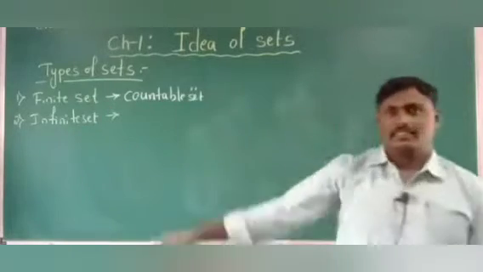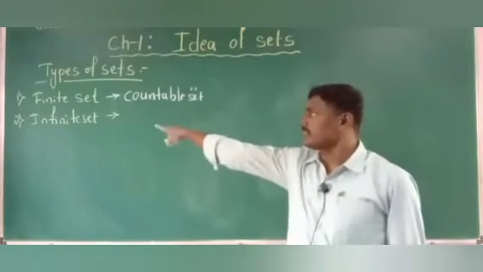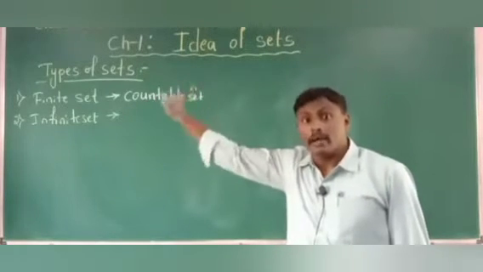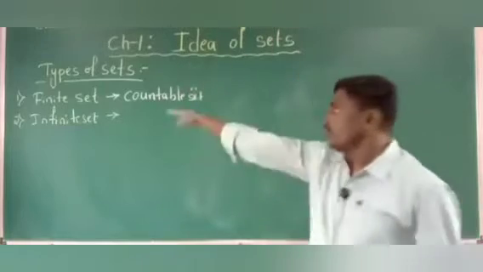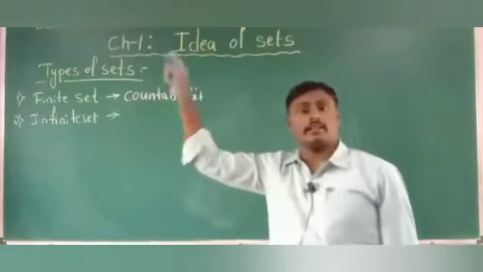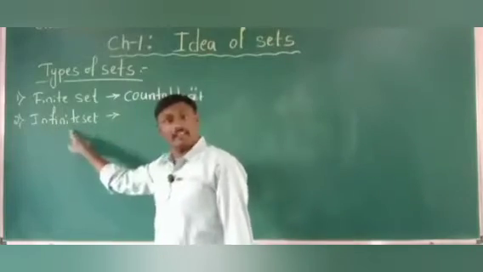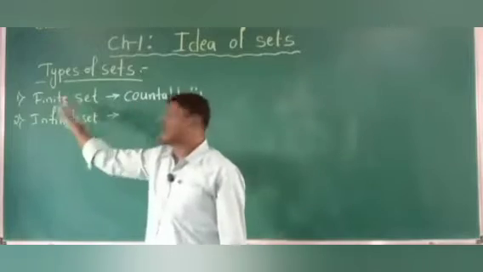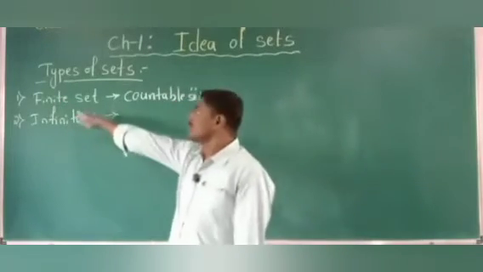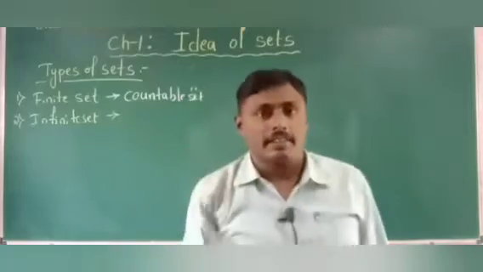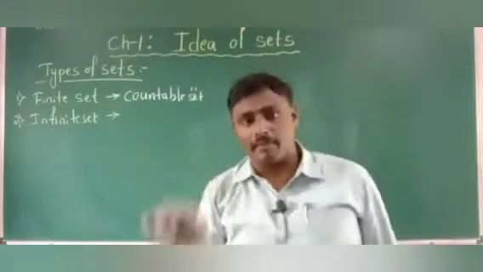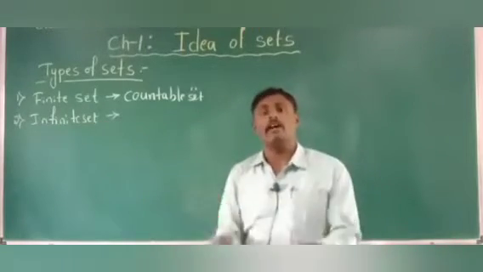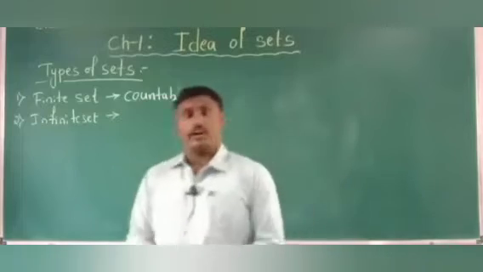Infinite set. First one is finite set and second one is infinite set. Finite set means it has a definite number of elements or members in the particular given set. But the second one, infinite set, see the word infinite, it is completely the converse, the opposite of the first one. It means the finite set has a definite number of elements or members in the set, but an infinite set has an uncountable number of elements or members in the particular given set.